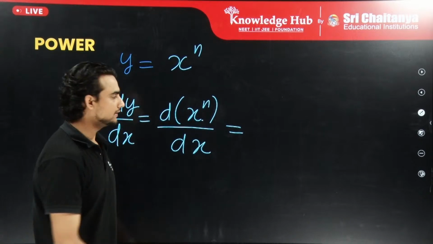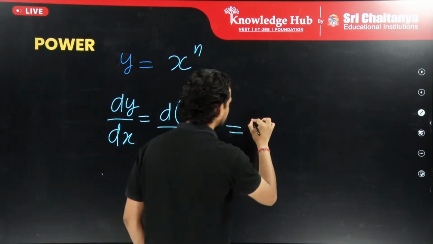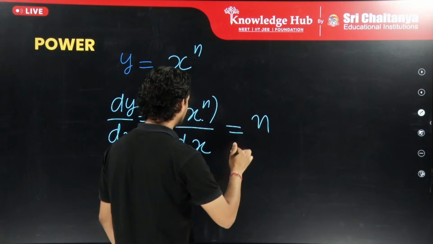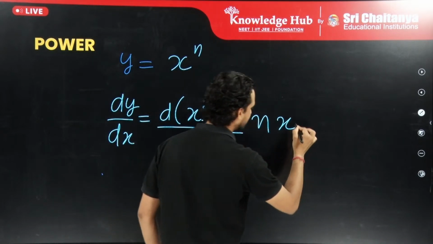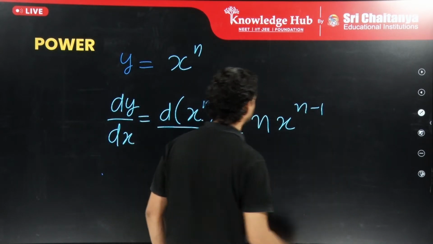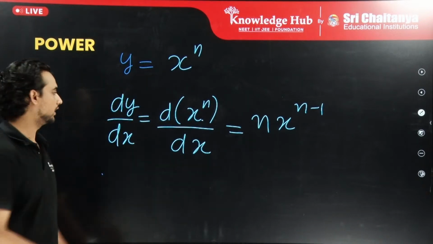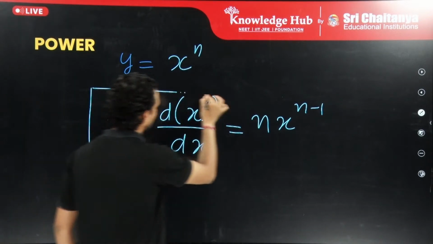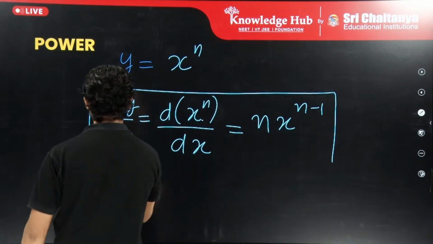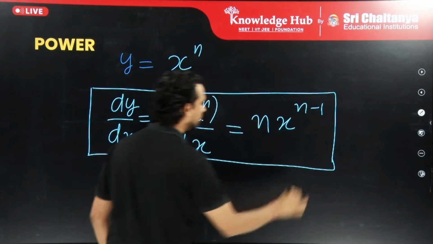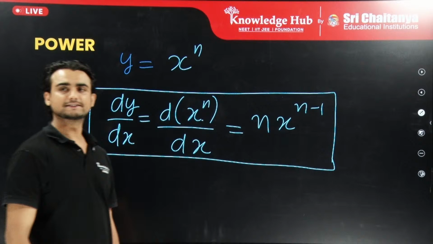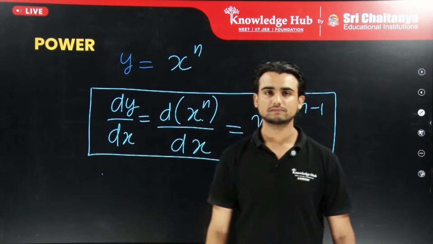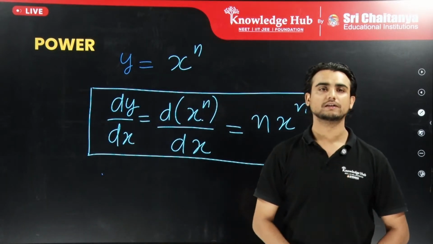In this formula, this n comes forward, and I write x raised to n minus 1. This is the formula. You have to remember this, differentiation for a power function. We will be solving questions regarding this, but for now, please write the formula.